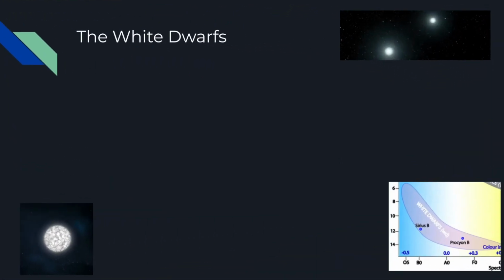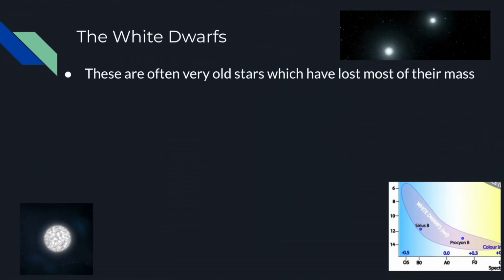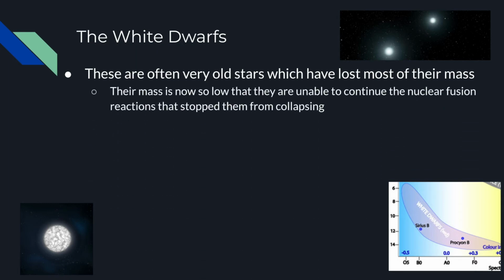Next up are the white dwarfs. White dwarfs are often very old stars which have lost most or almost all of their mass. White dwarfs are actually so unmassive that they are unable to continue the nuclear reactions that stopped them from collapsing when they were on the main sequence. White dwarfs are some of the dimmest stars that exist.